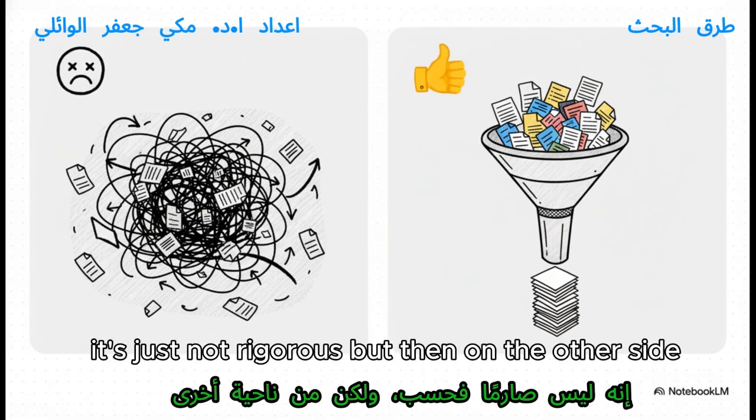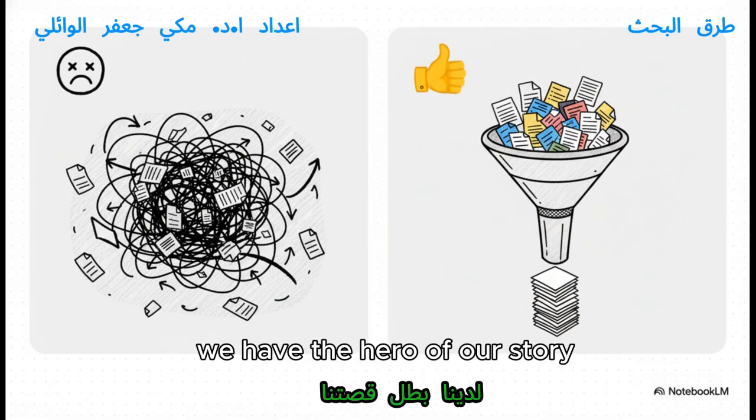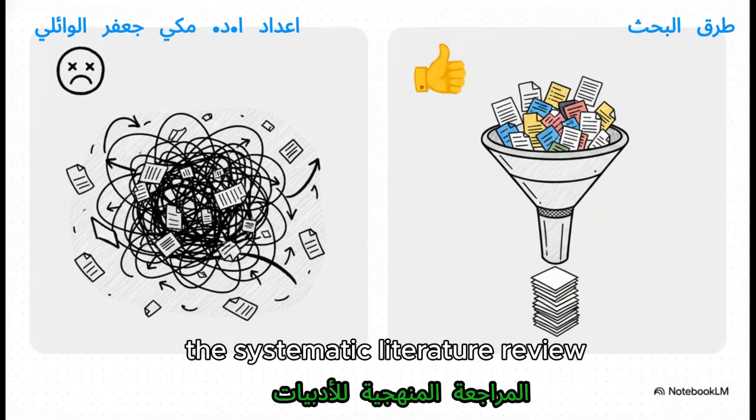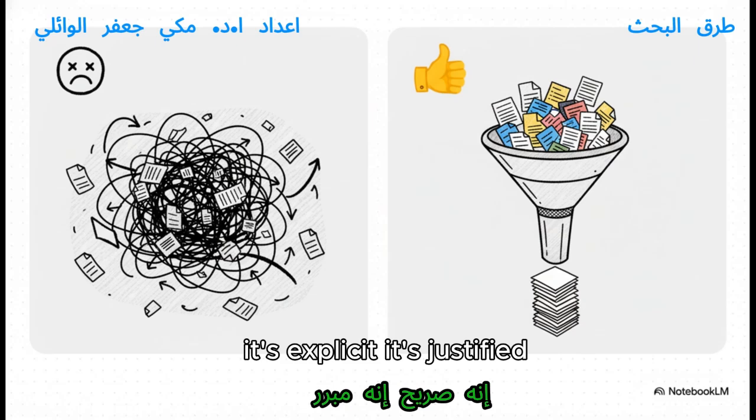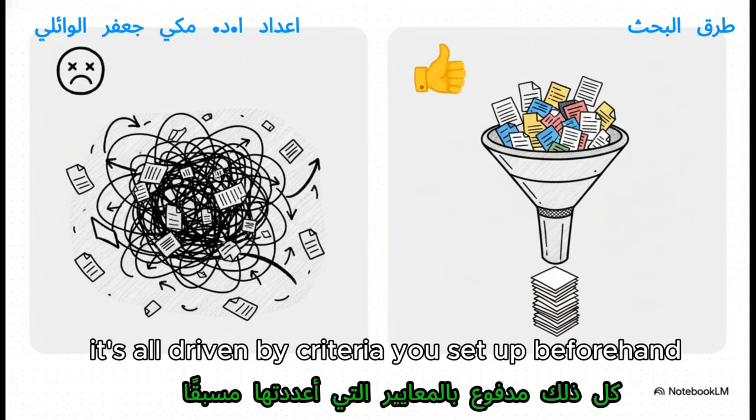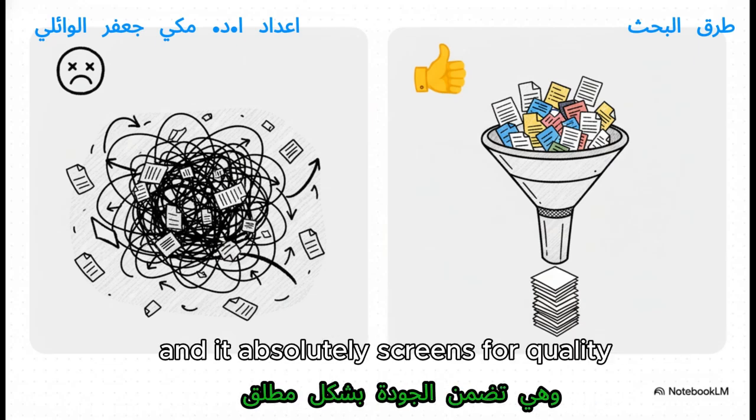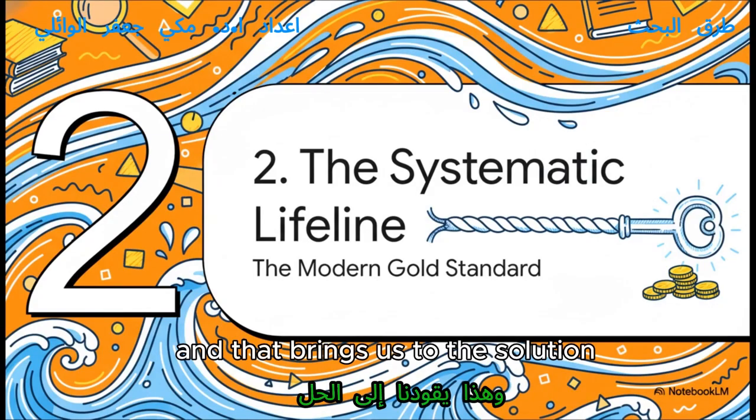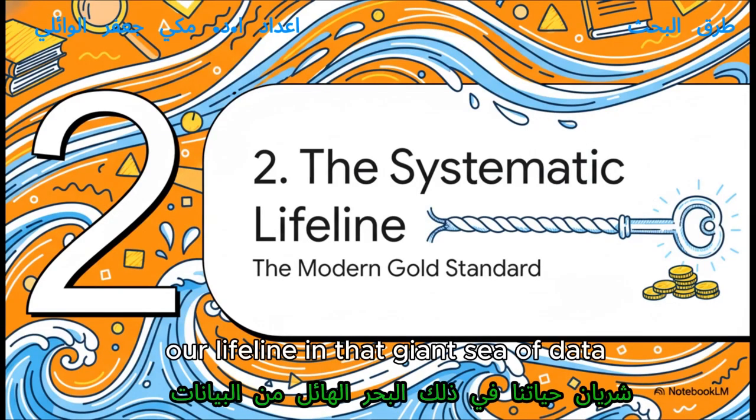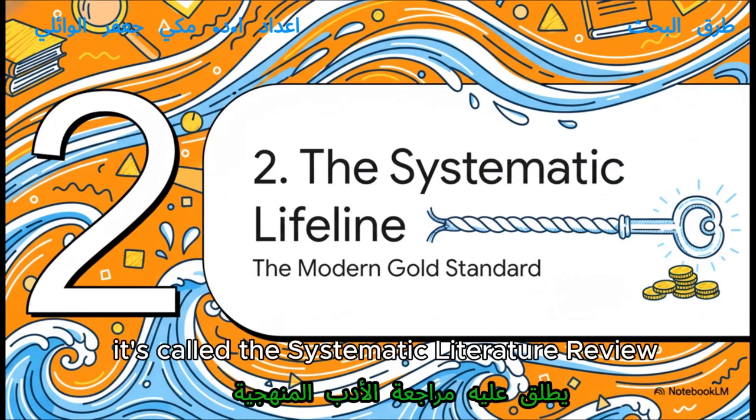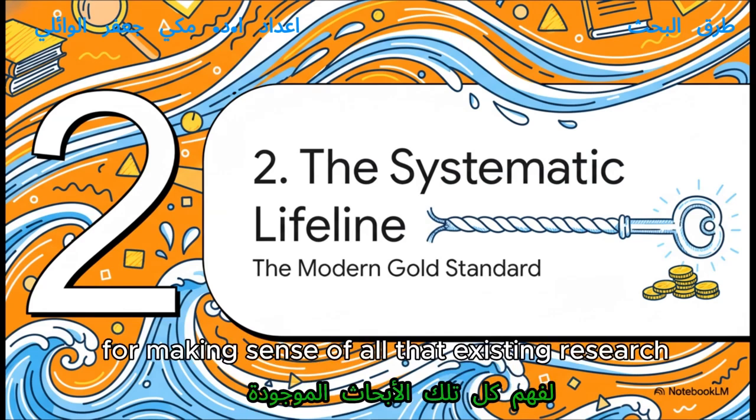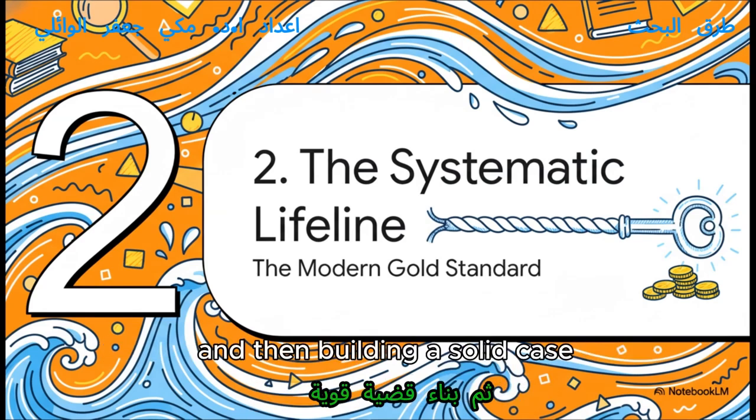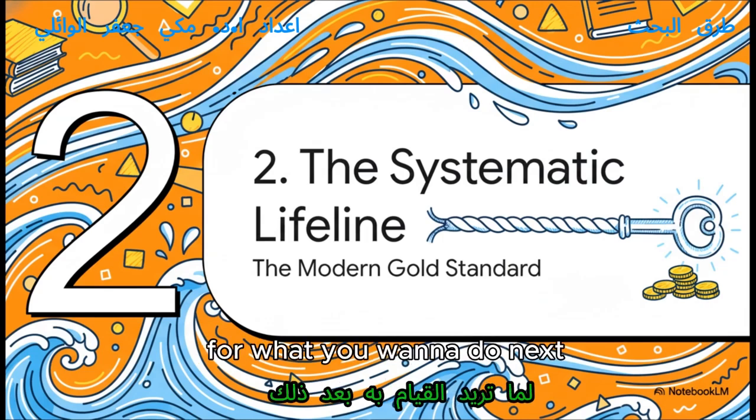It's just not rigorous. But then, on the other side, we have the hero of our story, the systematic literature review. This is a whole different beast. It's explicit, it's justified, it's all driven by criteria you set up beforehand, and it absolutely screens for quality. And that brings us to the solution, our lifeline in that giant sea of data. It's called the Systematic Literature Review, or SLR for short. And believe me, this is the modern gold standard for making sense of all that existing research, and then building a solid case for what you want to do next.